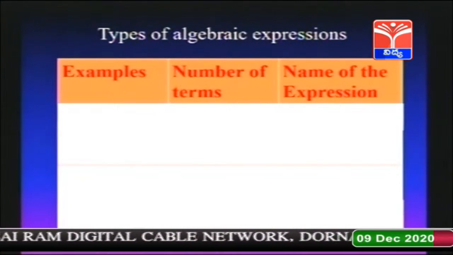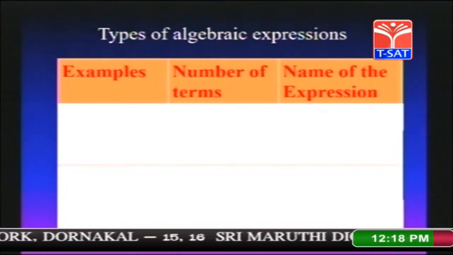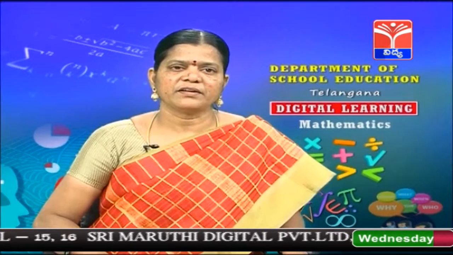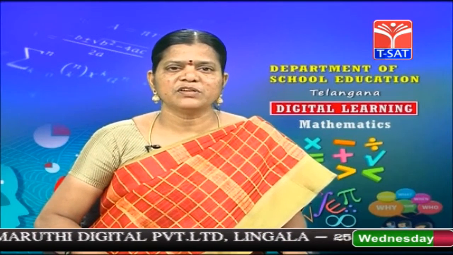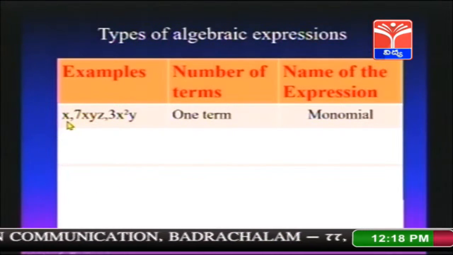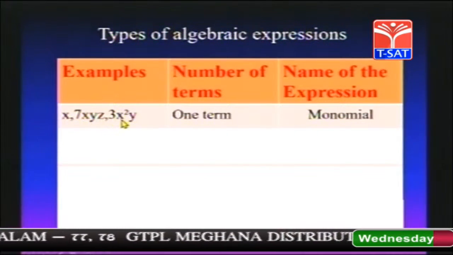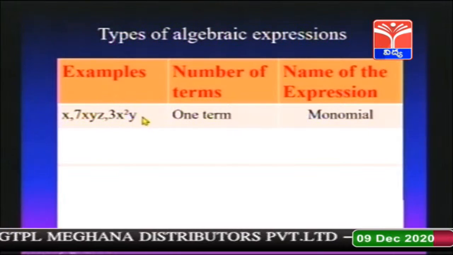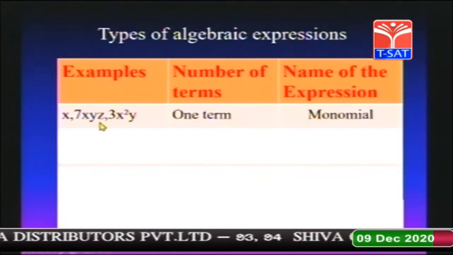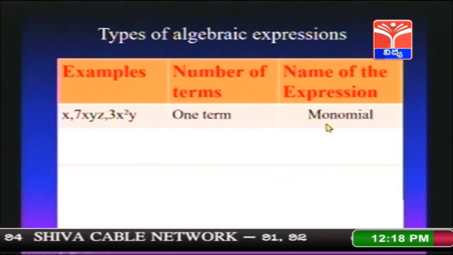Types of algebraic expressions. Now we will see how to differentiate algebraic expressions using the number of terms. As you can see here, for example, x is a single term, 7xyz is also a single term, 3x square y is also a single term. So in these three expressions you have one term each, so it is called a monomial.